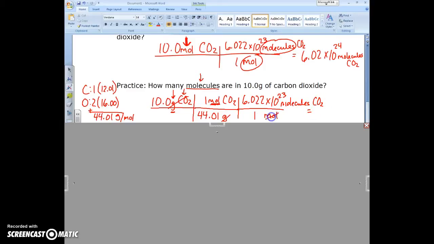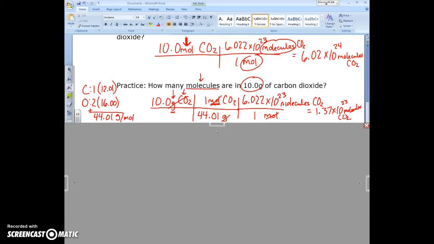Everything on top multiplied together, divided by everything on the bottom multiplied together. So I need 3 sig figs in my answer. 1.37 times 10 to the 23rd molecules of carbon dioxide. And that's how you do these problems.